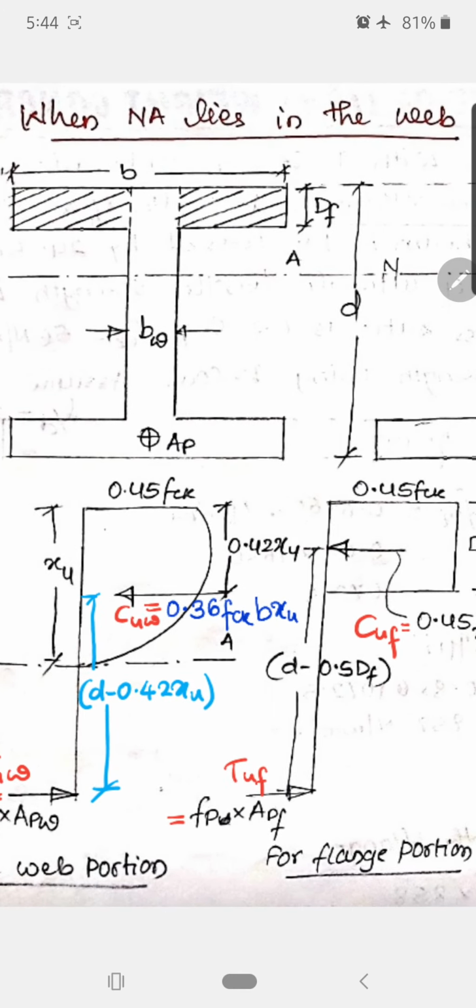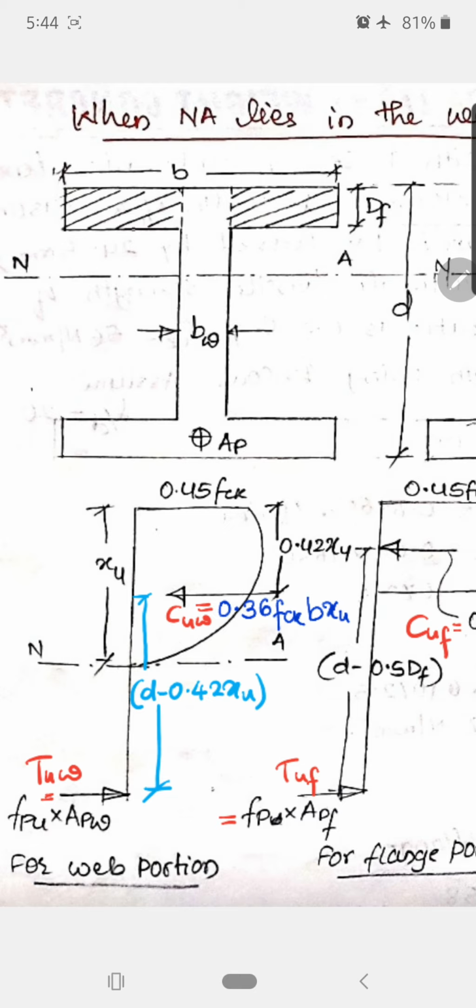Now this is the stress block for the web portion, where you have CUW as the total compressive force for the web and TUW as the total tensile force for the web. The lever arm is D minus 0.42 XU for this.